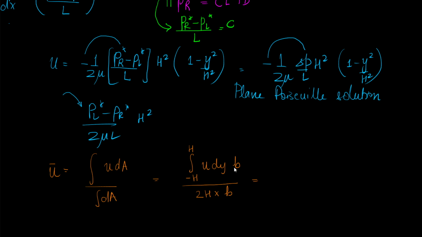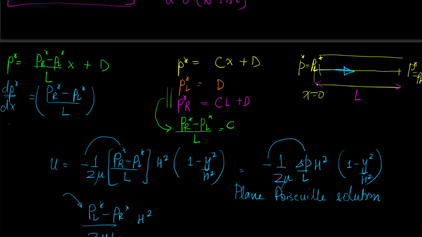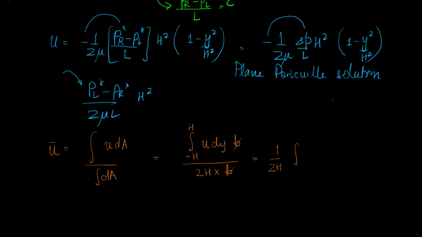So b can cancel from both. This becomes 1 upon 2h integral of minus h to h u dy. We recall the velocity profile is parabolic. In fact, let me just draw it over here.